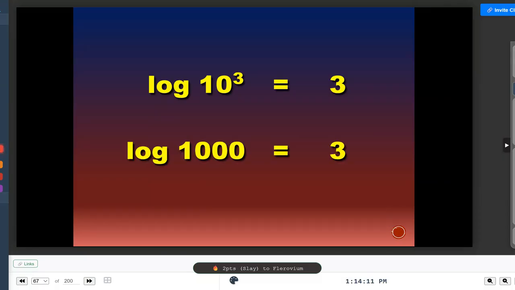Still 3, right? Because 10 to the third is 1,000. And so we're still going to end up having the same answer. You just got to take whatever number you have and turn it into a 10 to the something number, and then that something is going to be what you bring out of your log. So if you have a decimal for your pH, it's because it's 10 to the 3.5 or whatever it is.